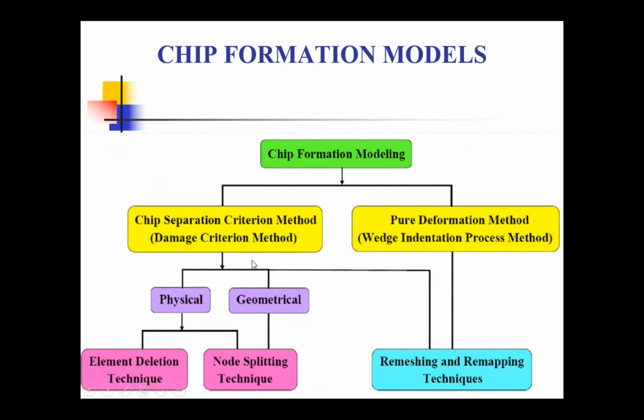So what are the different chip formation models that we will be having? Chip formation models include chip separation criteria, damage criteria, or wedge indentation process. In the damage criteria we have physical and geometrical, the element deletion technique, the node splitting technique, then remapping, and all these things.